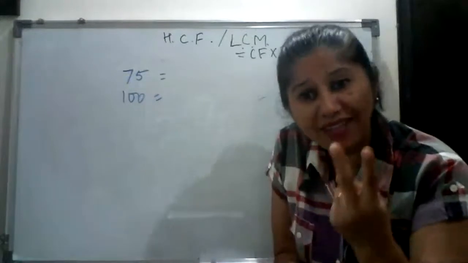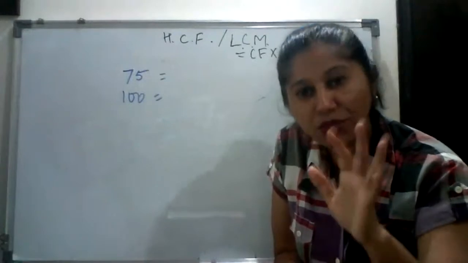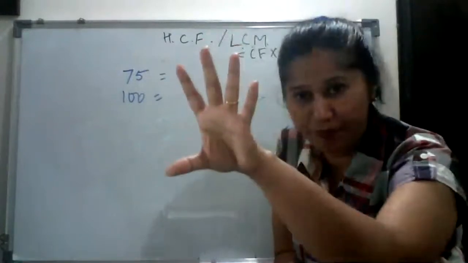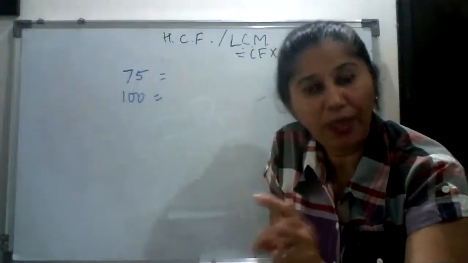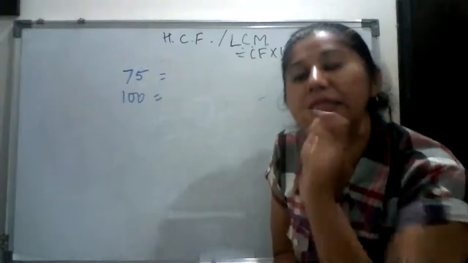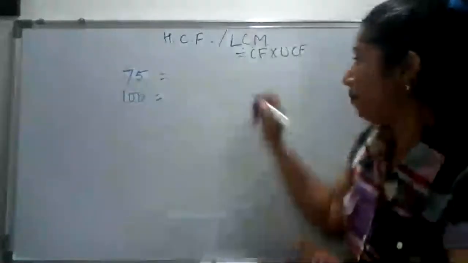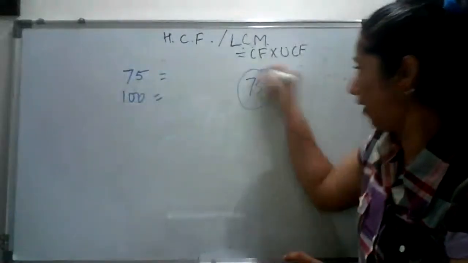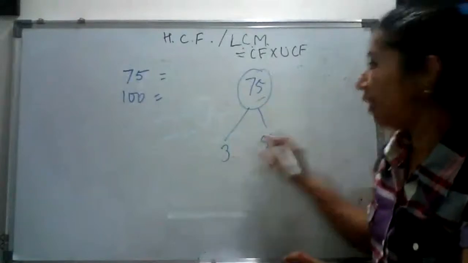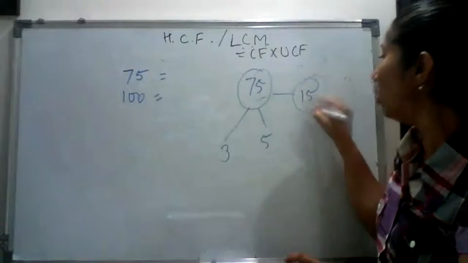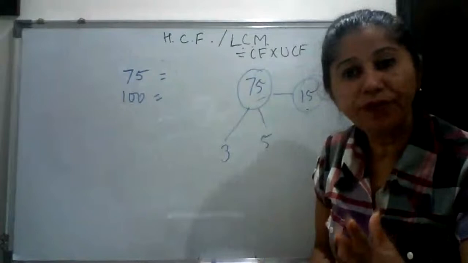When two factors are known to you, suppose I am taking a number A. Okay? A number has two factors, B and C. Then B multiplied by C is also a factor of the given number. For example, जैसे हमने यहाँ लिया है 75, तो इसका एक factor क्या है, 3. एक factor क्या है, 5. तो 3 5 जा 15 is also a factor of 75. I hope it is clear to you.